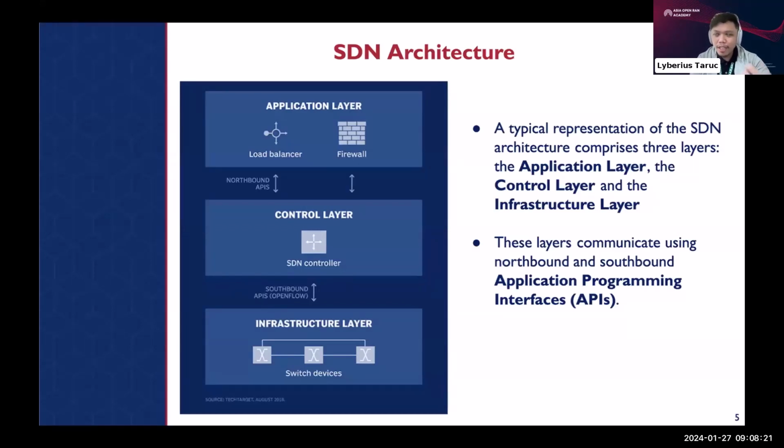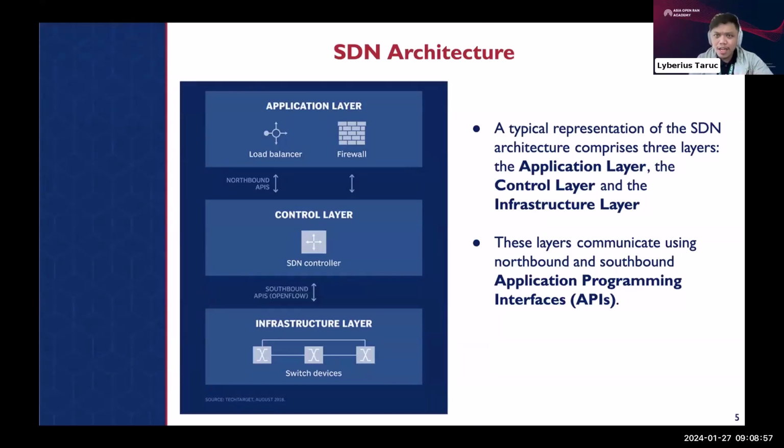Remember what I said a while ago, that in an SDN architecture, you are essentially decoupling or separating the control plane from the user plane. This is an illustration that perfectly describes how that separation would work. In the control layer, this is where your SDN controller would lie. And on the underlying layer, the infrastructure layer, this is where your forwarding switches would come in.